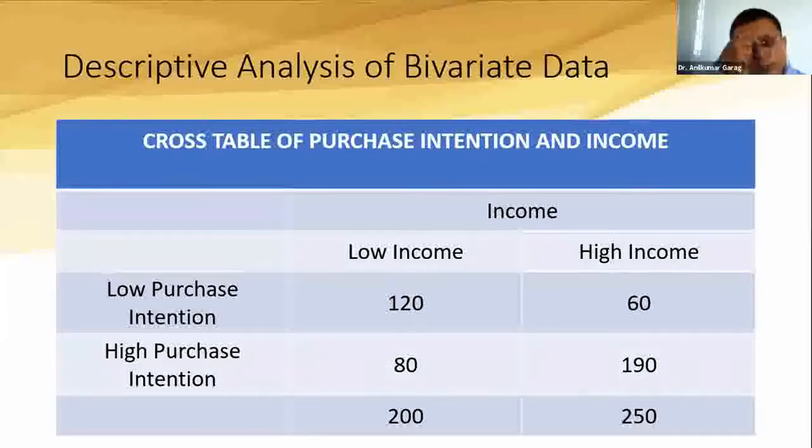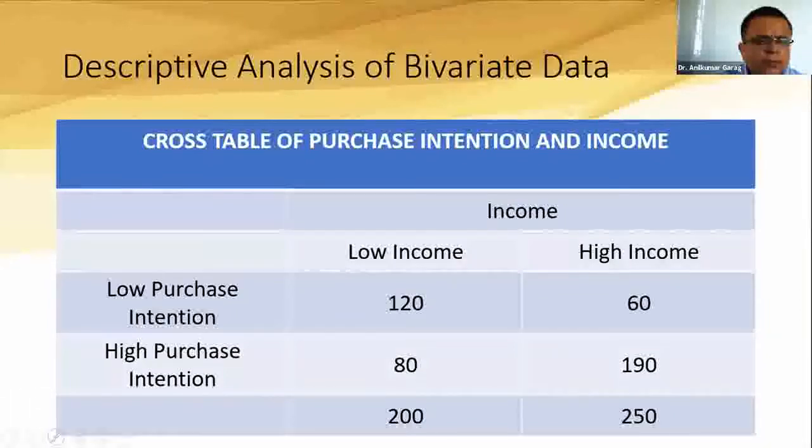And those with low income and low purchase intention are 120 responses. Those with low income and high purchase intention are 80 responses. Those with high income and low purchase intention are 60 responses. And those with high income and high purchase intention are 190 responses.